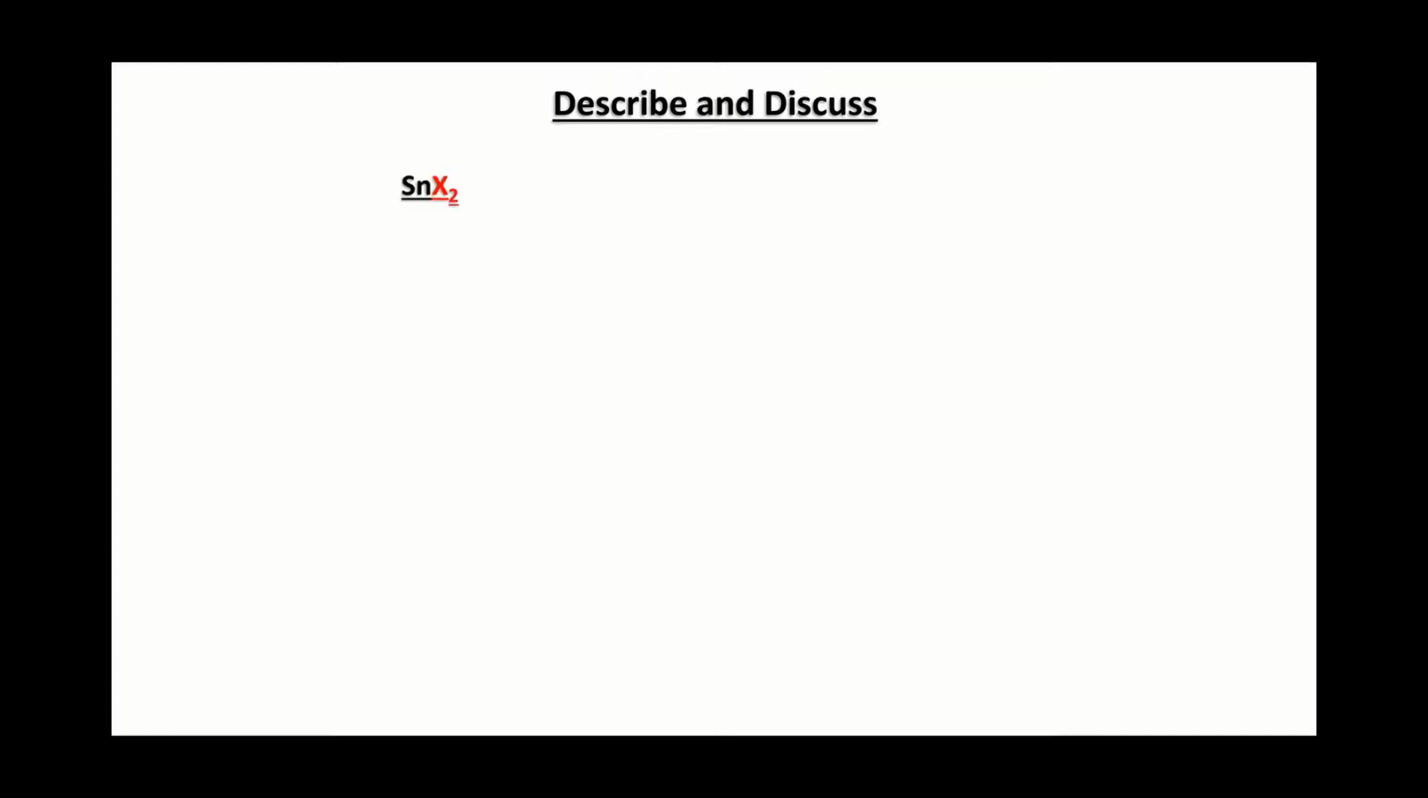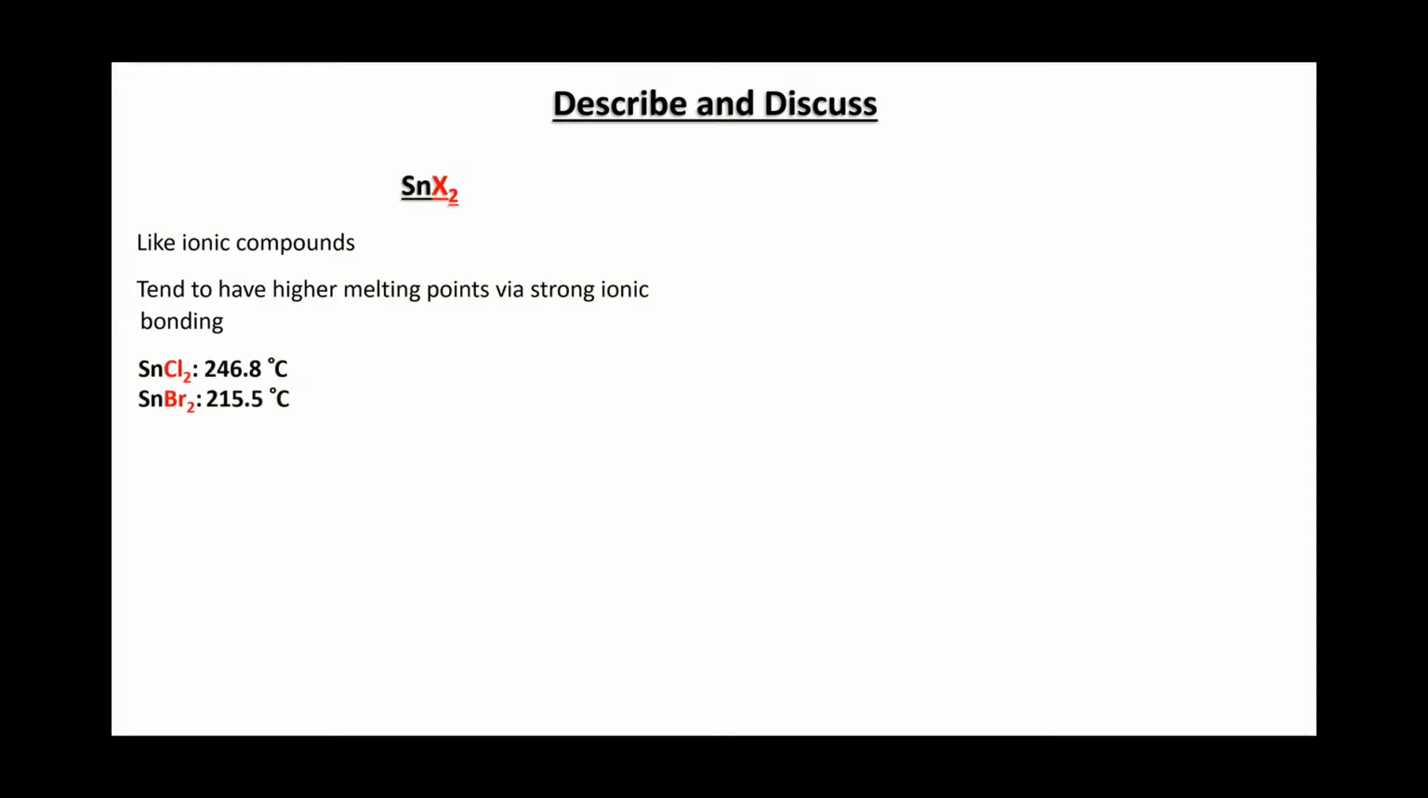Now, tin 2 halides tend to be like ionic compounds in their nature and tend to have higher melting points via their strong ionic-like bonds. A couple of examples here being tin 2 chloride and bromide, both exhibiting melting points in excess of 200 degrees C. These halides also have the capability of behaving like Lewis acids.